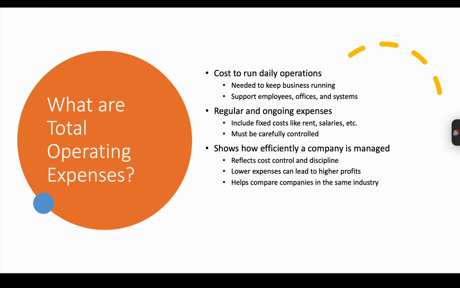They are the regular costs a company pays to run its business each day. These include fixed expenses like rent, employee salaries, and the systems a company needs to operate. Because these costs happen repeatedly, they must be controlled very carefully.